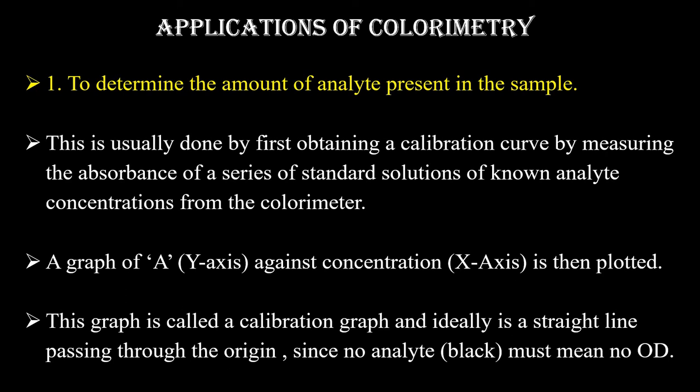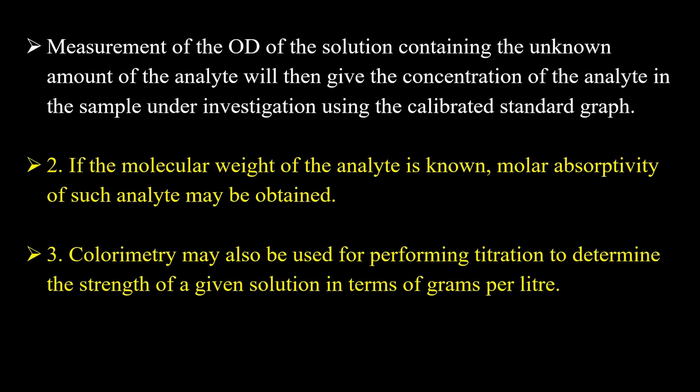A graph of absorbance on y-axis against concentration on x-axis is then plotted. This graph is called calibration graph and ideally is a straight line graph passing through the origin, since no analyte, that is blank, means no OD. Measurement of the OD of the solution containing unknown amount of the analyte will then give the concentration of that particular analyte in the sample under investigation using this standard calibration graph.